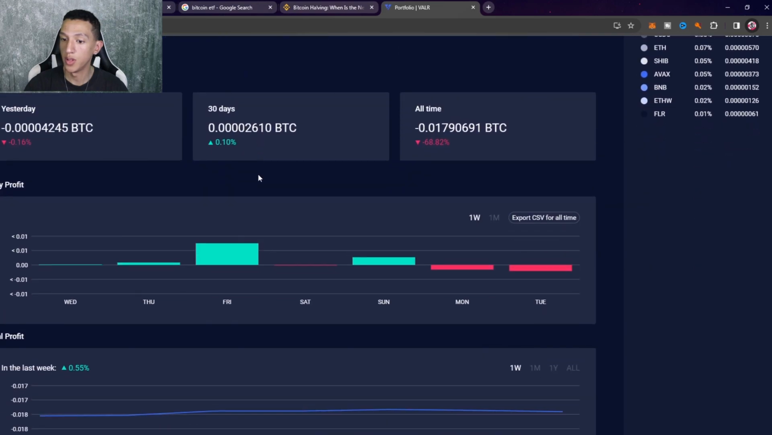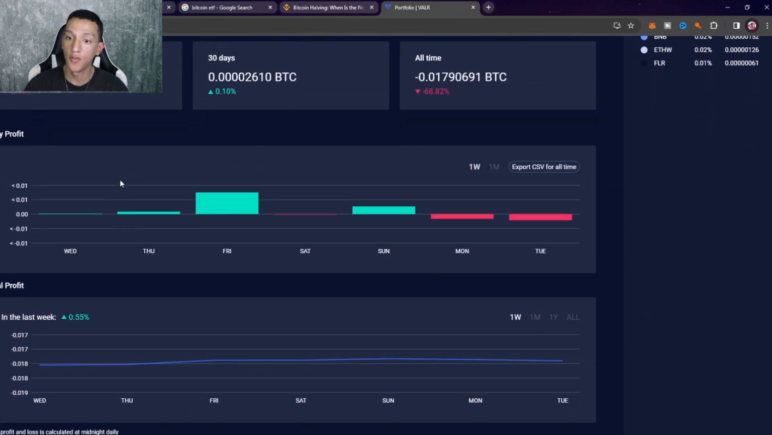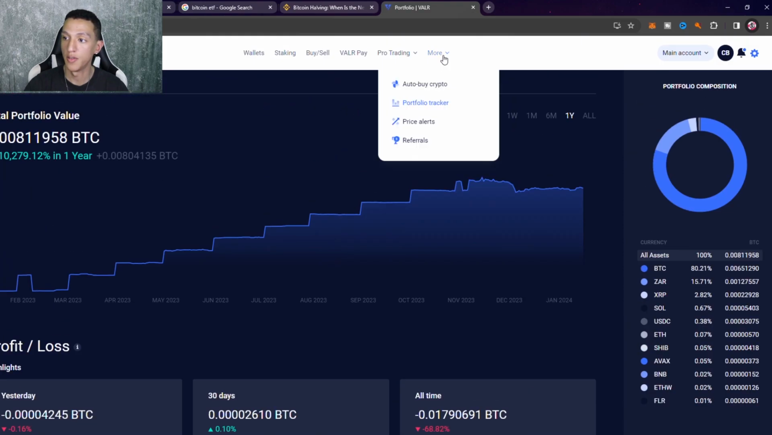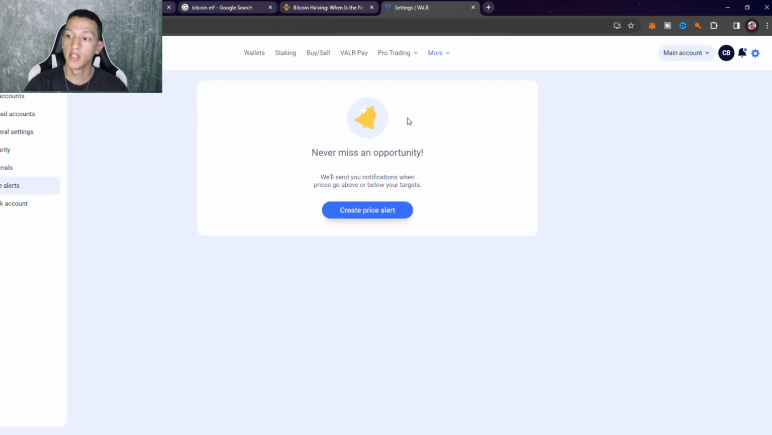Basically this takes us now to a more detailed chart of your account, total profit, daily profit, and so on. Let's go to price alert. Price alert is basically just notifying yourself when Bitcoin reaches a specific price in the market.